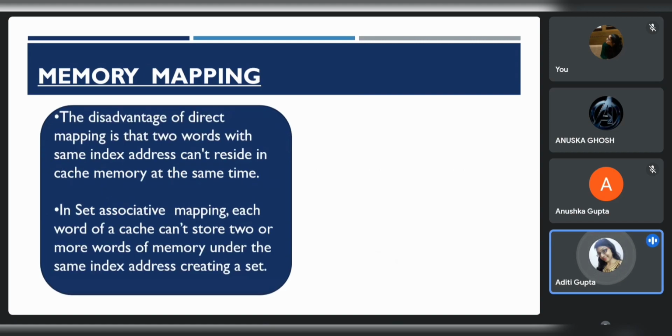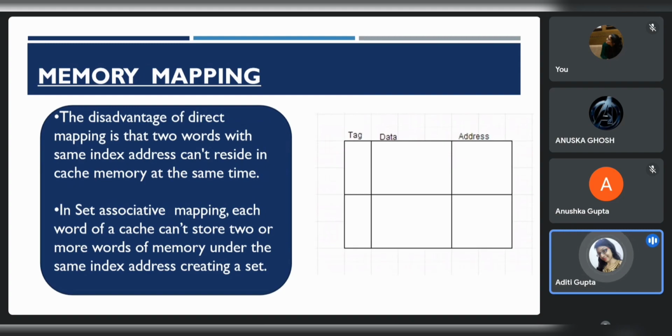In set associative mapping, each word of a cache can store two or more words of memory under the same index address, creating a set. Each data word is stored together with its tag, and the number of tag data items in one word forms a set. Set associative mapping combines direct mapping and associative mapping. In general, a set associative cache of set size k will accommodate k words of main memory in each word of cache. Now let's discuss an example of direct mapping to get a better concept.